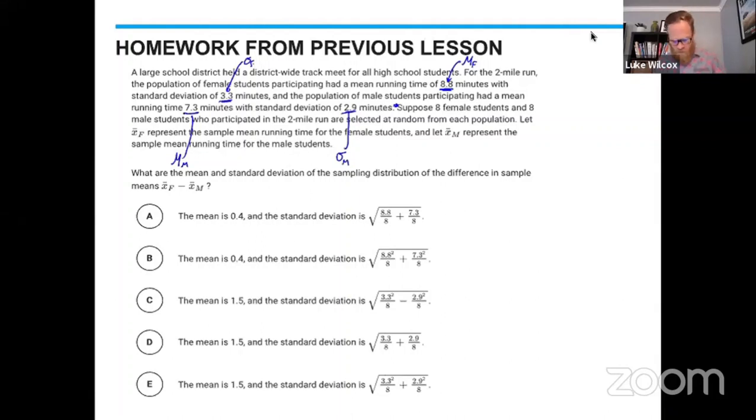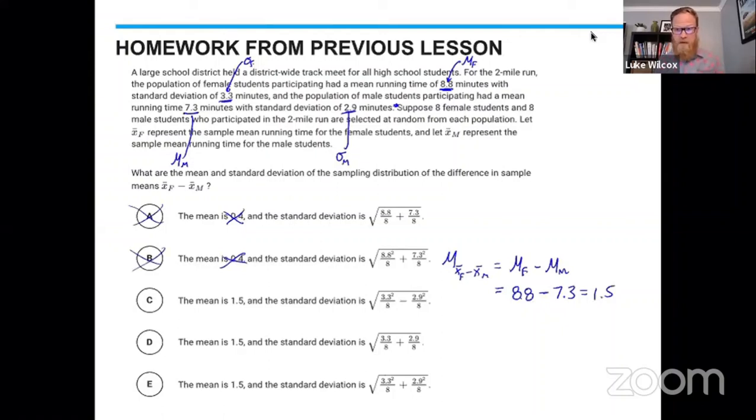So there's a couple of formulas that we're going to need to remember here. The first of which is how to calculate the mean for the difference in sample means. So the mean of x bar sub f minus x bar sub m is really just equal to the mean for the females minus the mean for the males. And we actually know those two values. They're given to us in the problem. The mean time for the females was 8.8 minutes, minus the mean time for the males was 7.3 minutes, which is going to give us a value of 1.5. So as I look at my answer choices here, this one is incorrect, this one is incorrect, so A and B are no longer options for us here.